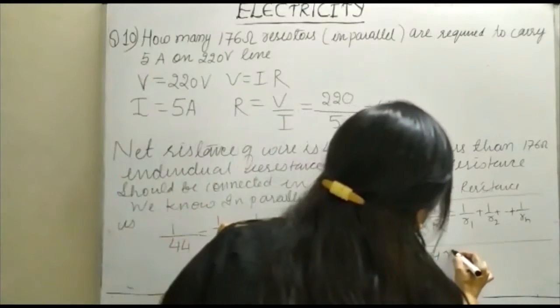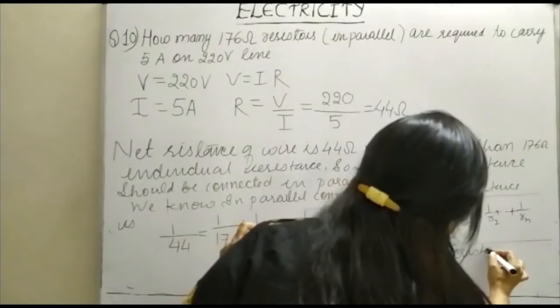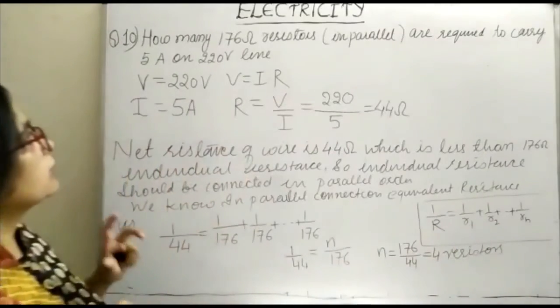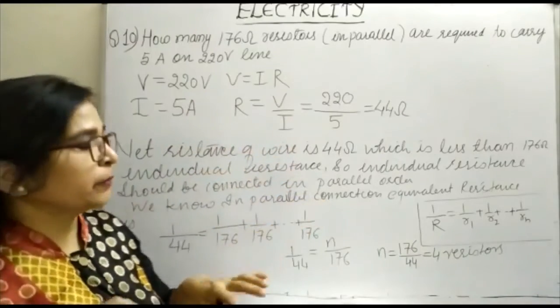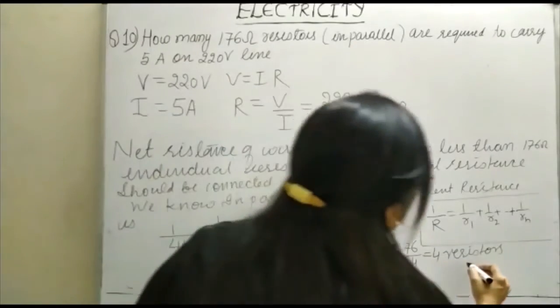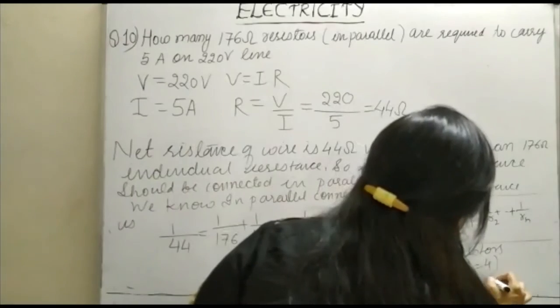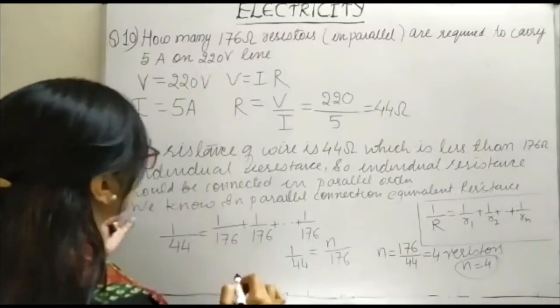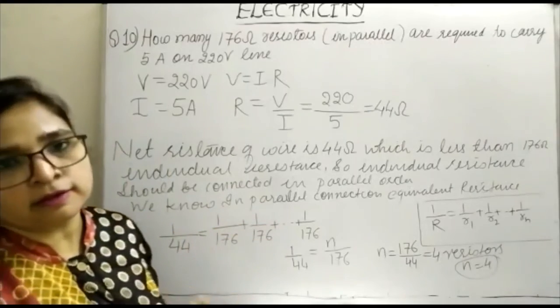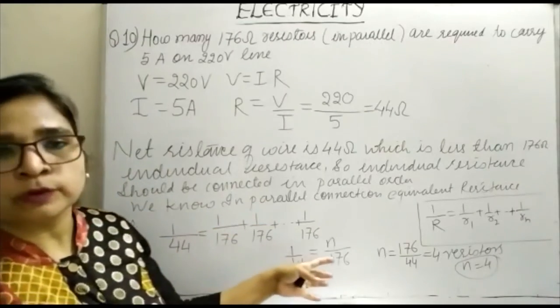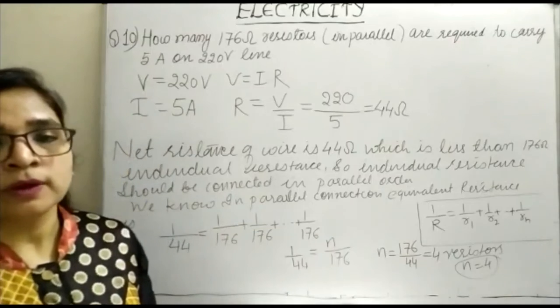That means 4 resistors. Okay. So how many resistors are required in parallel for the equivalent resistance of 44 ohm? That is 4. So this is our final answer: n is equal to 4. And if you want, for your better understanding, you can write, suppose in parallel there are n resistors and the values are so and so, and accordingly you can work it out. Thank you.